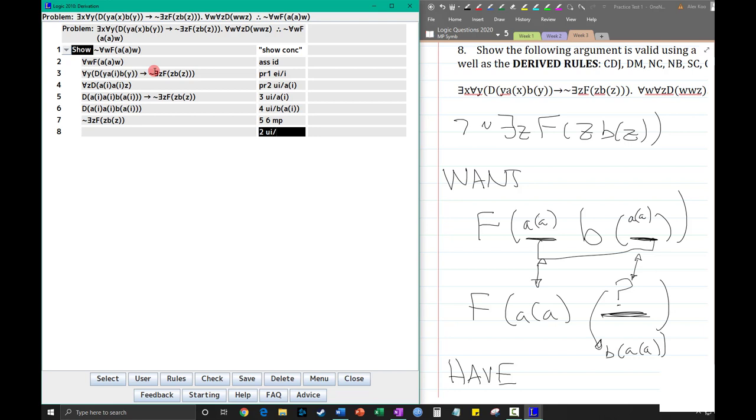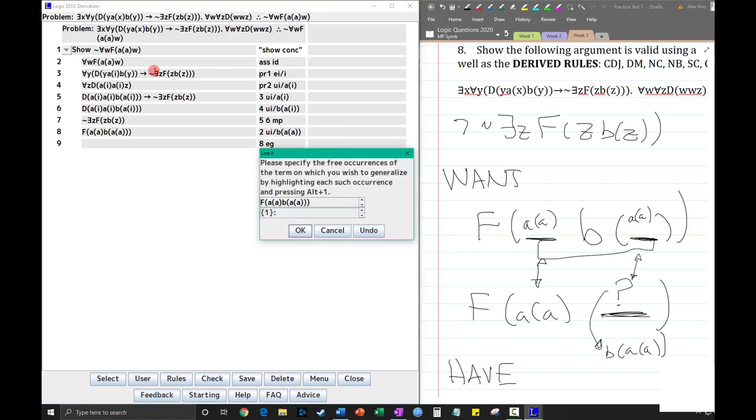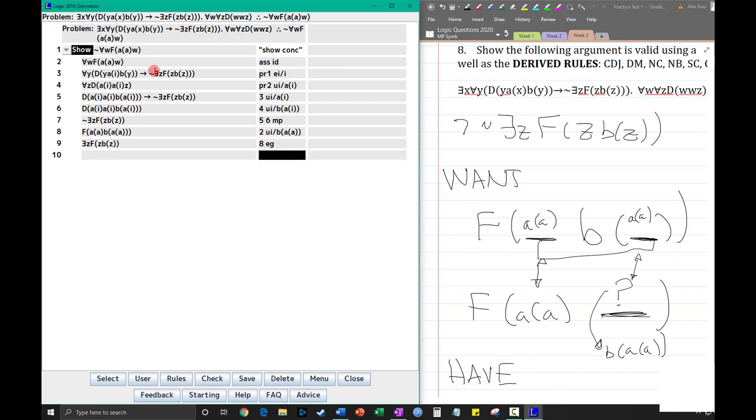So I'll take 2, and I immediately know to UI to B of A of A, and then now I can say EG, and I'm going to generalize the A of A's, both of them, to what? I don't remember. Z. And there you go.